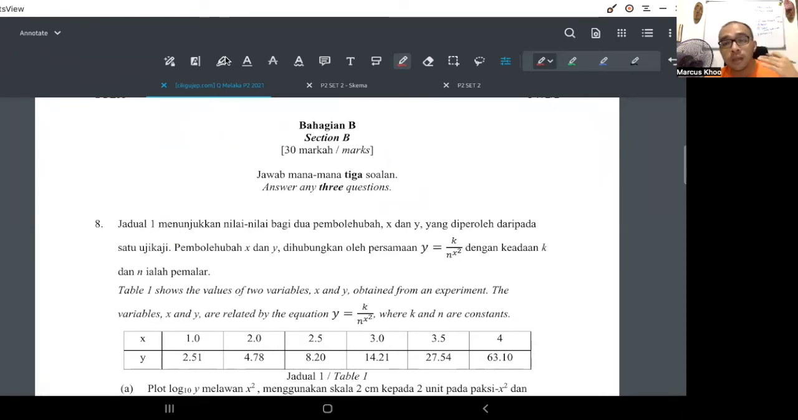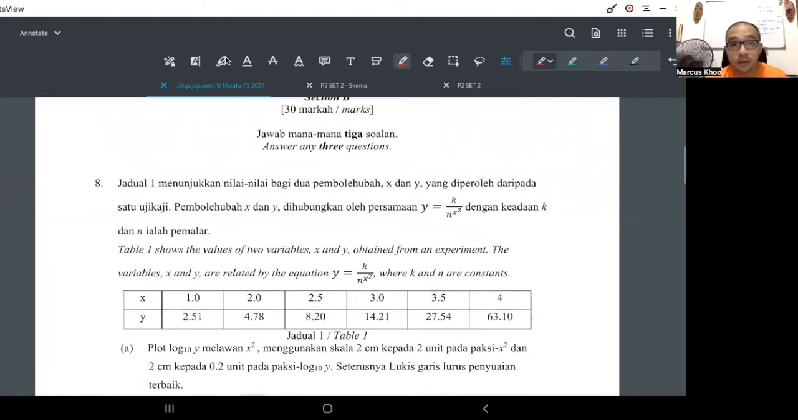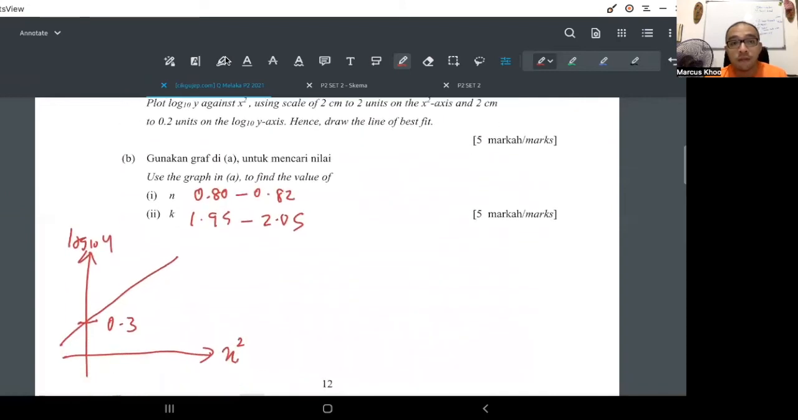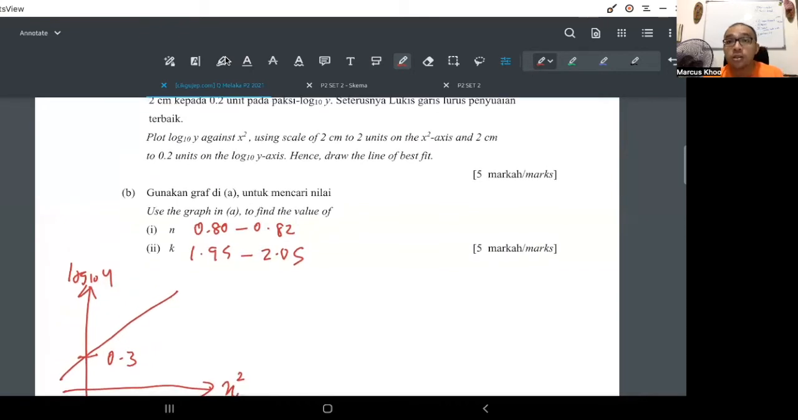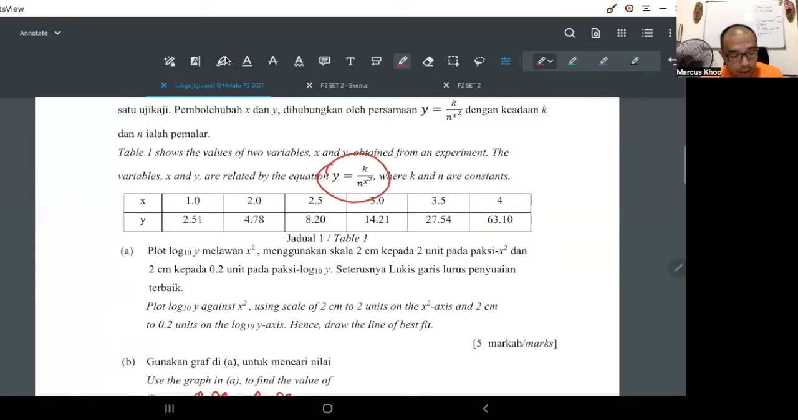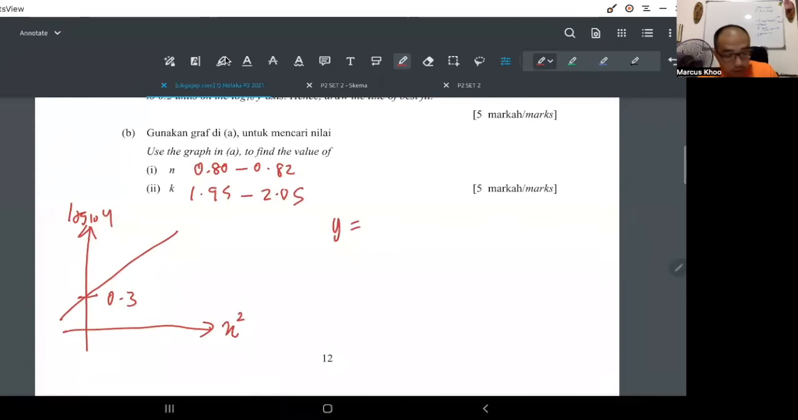Paling pun, maybe you will have a little bit of a problem with the equation. Okay, but you should be able to draw the graph. I hope that you can draw the graph without any mistakes. But if you draw the graph correctly, you should get a straight line like this with an intercept of 0.3. And in order to find the values of n and k, you of course need to convert this lah. Okay, let's take a look. Log 10 y and x squared. So the equation is y equals to, astaga, k over nx squared. Okay, how frustrating is this? Ada squared lepas tu squared of the squared lagi.